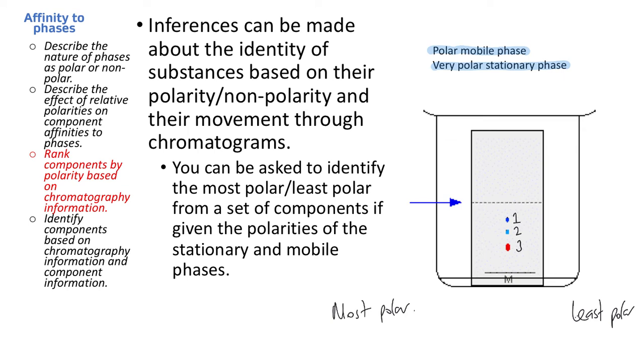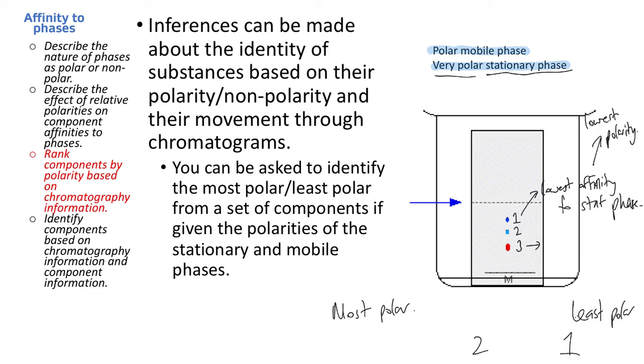Okay, so let's have a think. The one that moved the furthest, which is number 1, has the lowest affinity to the stationary phase. So it has the lowest affinity to the stationary phase, and the stationary phase is very polar. Therefore, this one here has the lowest polarity. Because if it had a higher affinity to the stationary phase, it would move slower, right? And so effectively, it has the least matching of the three. So it has the lowest polarity, so that's number 1, then followed by number 2.